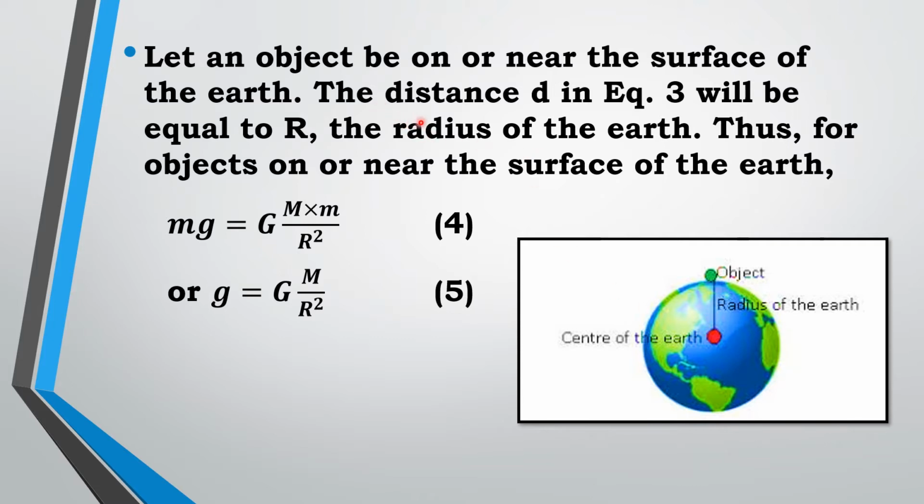Here you can see that the distance d in equation 3 in the previous equation will be equal to R, because here the distance is measured between the object and the center of the earth. Thus, for an object on or near the surface of the earth, the formula for acceleration due to gravitation would be g is equal to GM upon R square, where R is the distance of the object from the center of the earth.